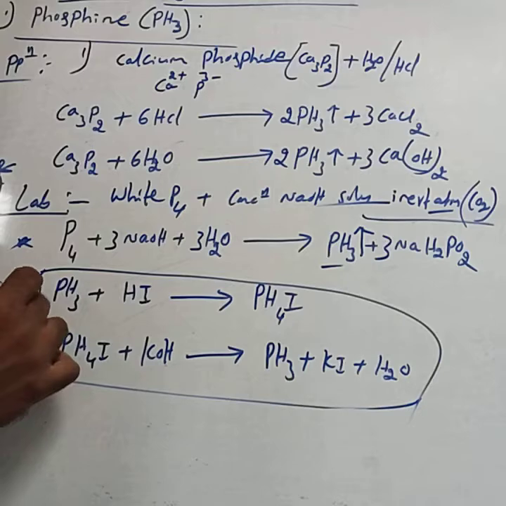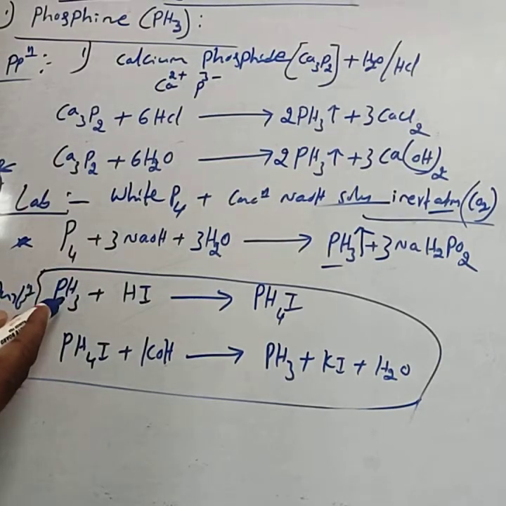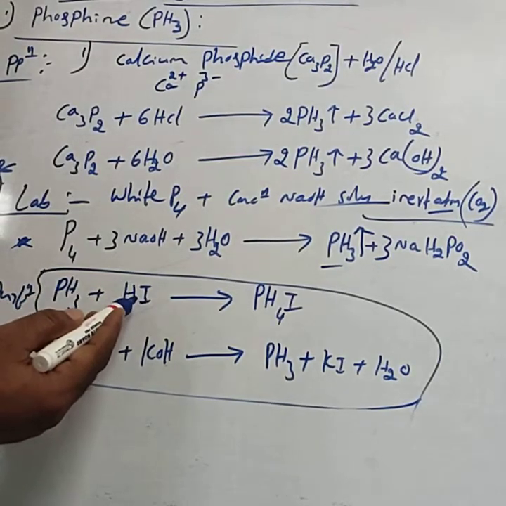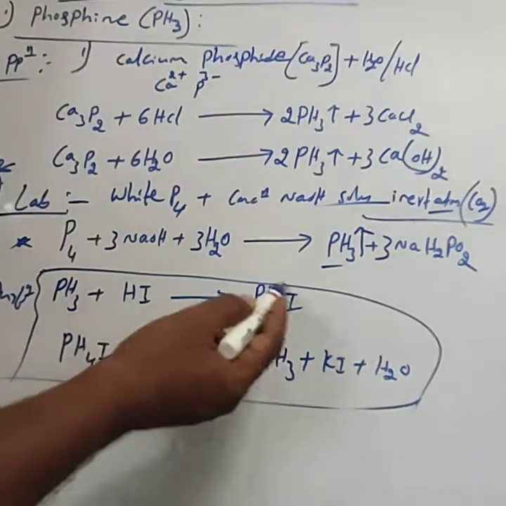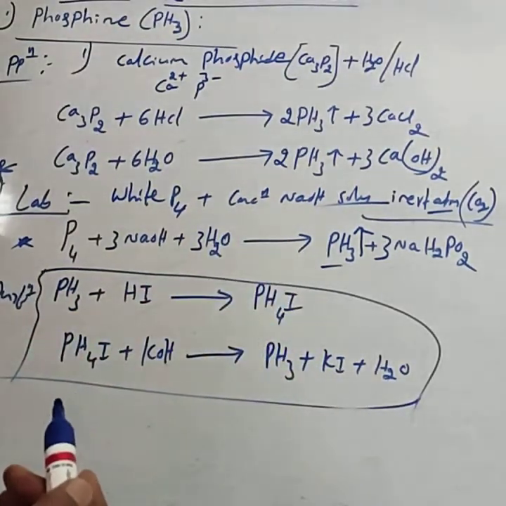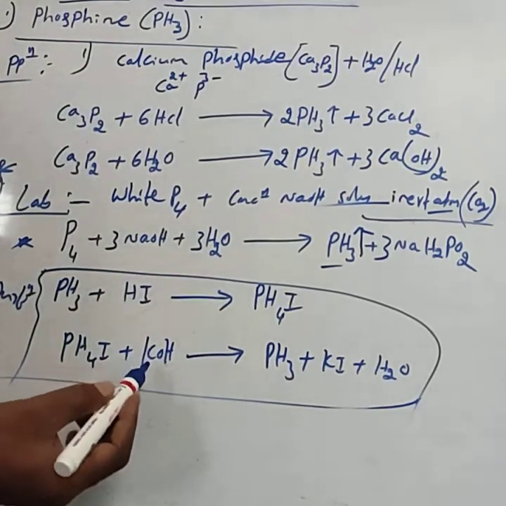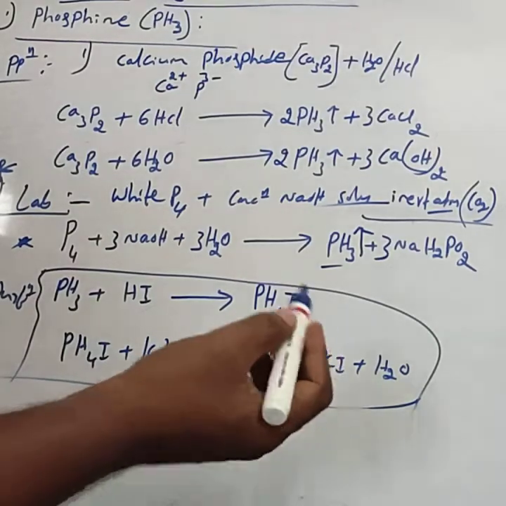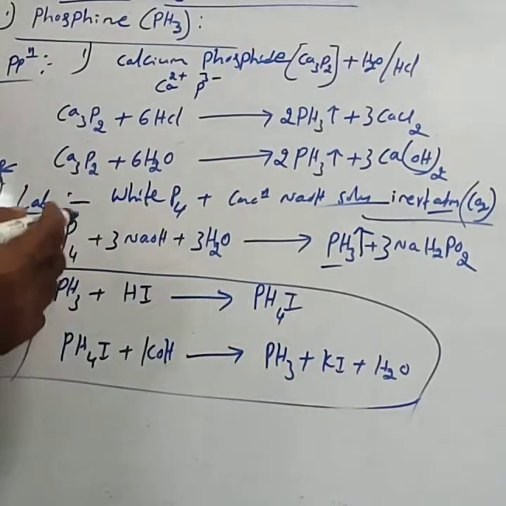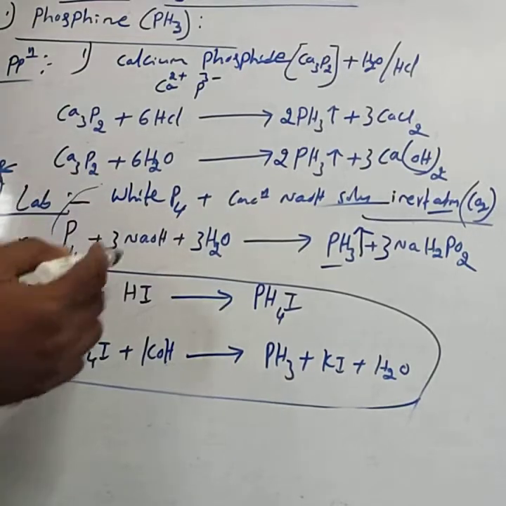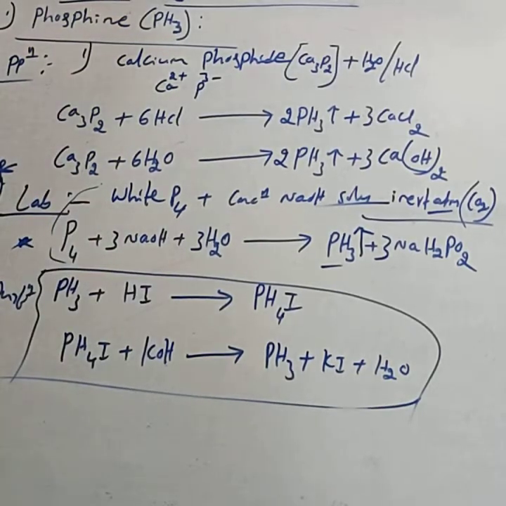Purification of phosphine: the formed phosphine is treated with HI. Impurities are absorbed by the HI and phosphonium iodide is formed. Then that phosphonium iodide treated with KOH forms pure phosphine, KI and water. This is the purification, just for 2 marks. Practice this one: white phosphorus treated with concentrated NaOH solution in an inert atmosphere, phosphine is formed. P4 + 3NaOH + 3H2O gives PH3 + 3NaH2PO2.